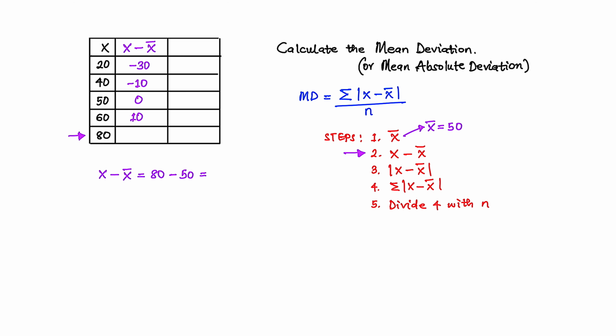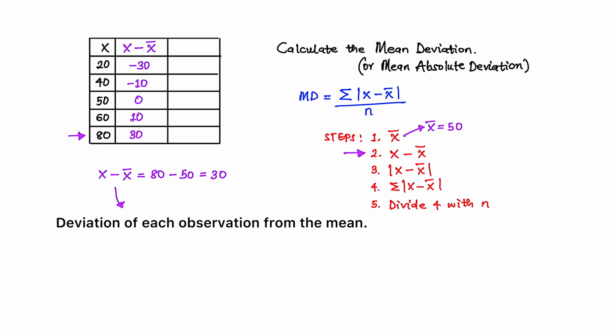That is equal to 30. X minus x bar here is 30. And this completes the calculation of the x minus x bar. Take note that this x minus x bar is usually referred to as the deviation of each data from the mean. That is, how far away is each data from the mean. That is the meaning of x minus x bar.